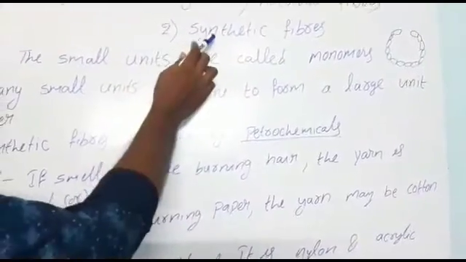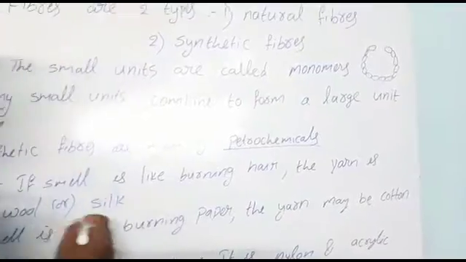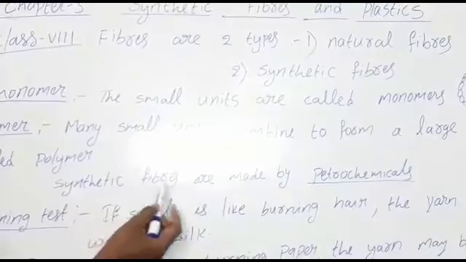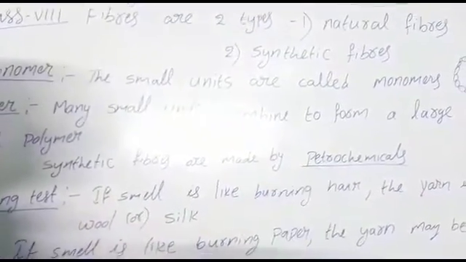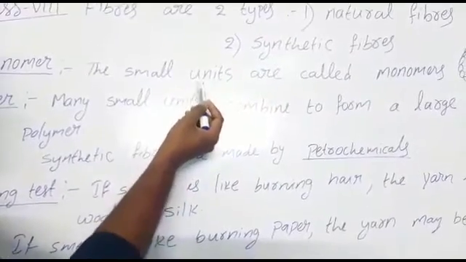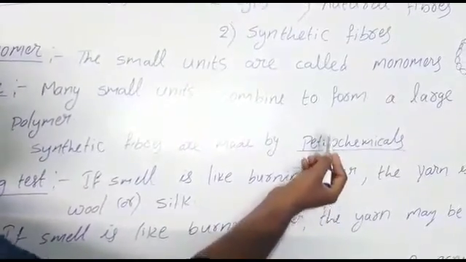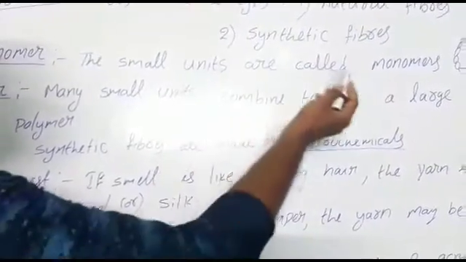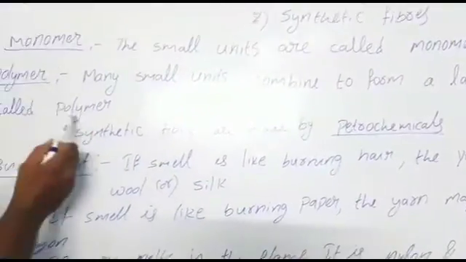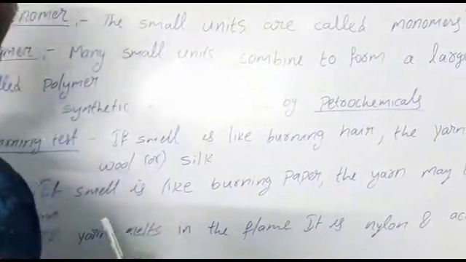So our synthetic fibers are made of these polymers. These polymers contain monomers. Synthetic fibers are made from petrochemicals. Actually, I already told you synthetic fibers contain very small units. Those small units have these petrochemical products. So small units are called monomers, and when these monomers are joined together they form polymers. These monomers contain petrochemical substances.